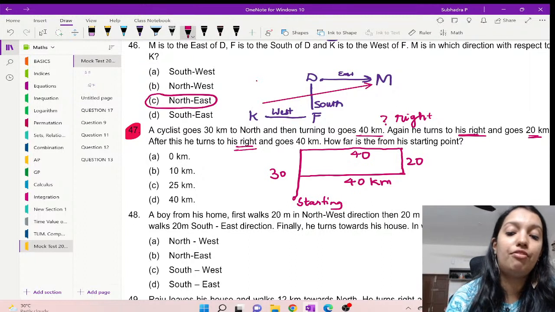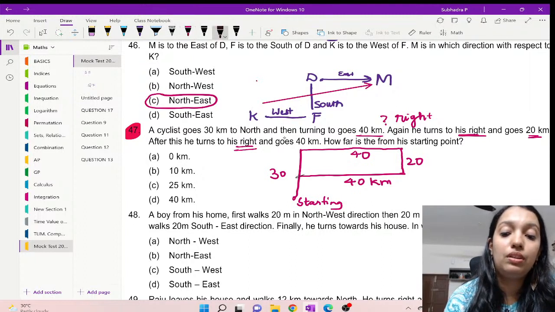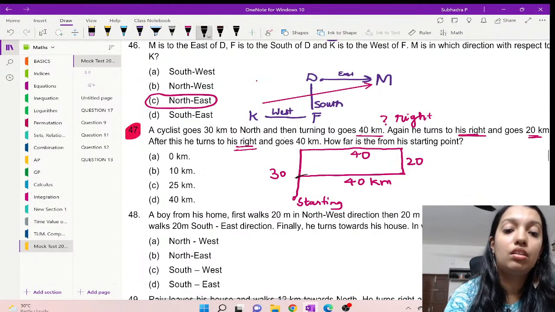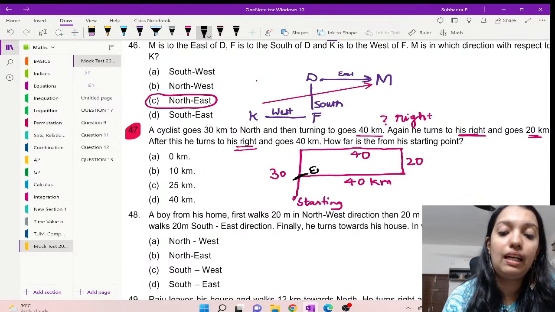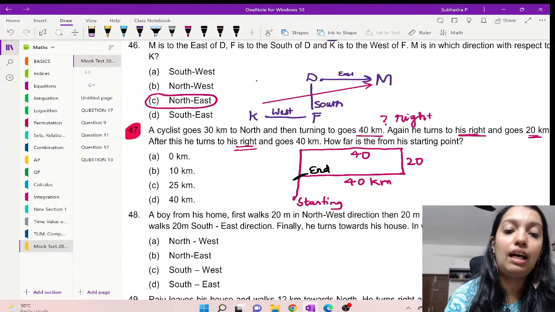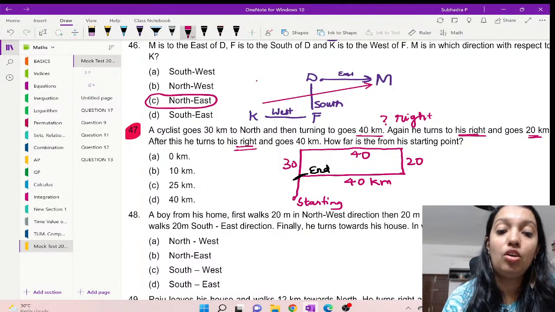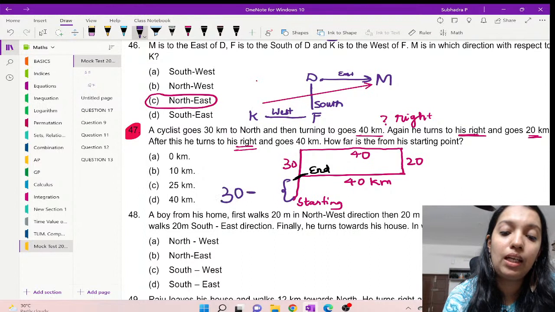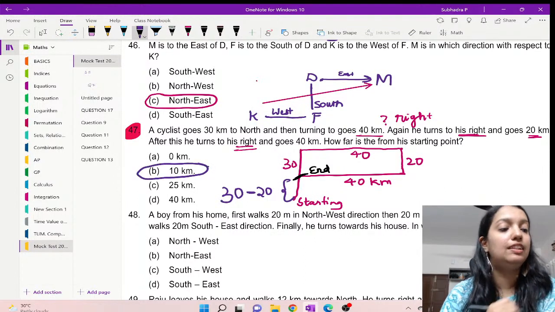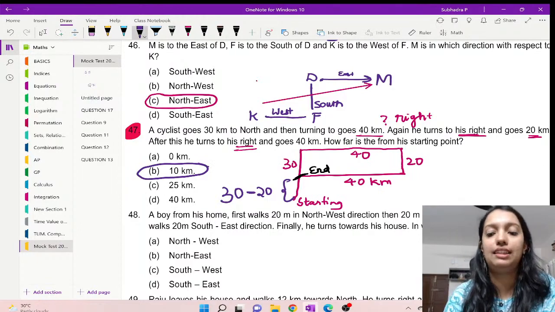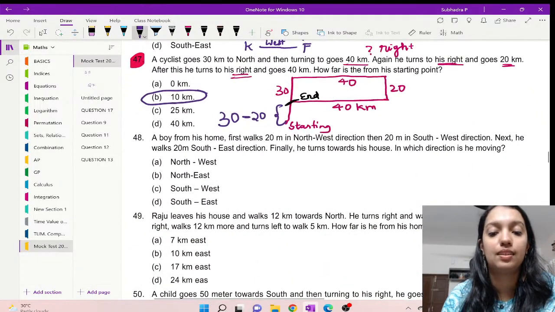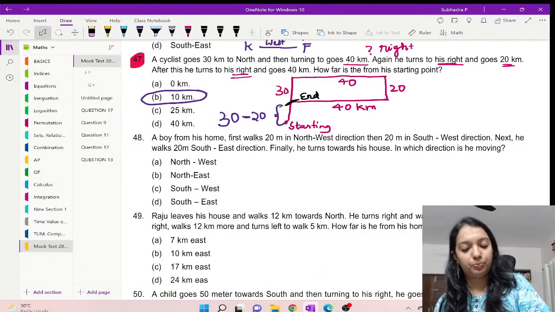How far is he from the starting point? So this point is the ending point. I know that the entire total is 30. So in order to find just this part, it will be total 30 minus 20 he has travelled back. Correct answer for this question is 10 kilometers. 47th question, 10 kilometers. 48th question.